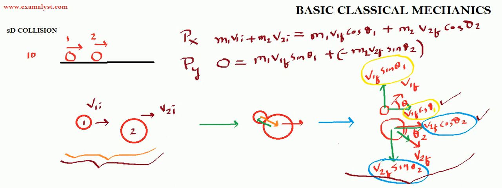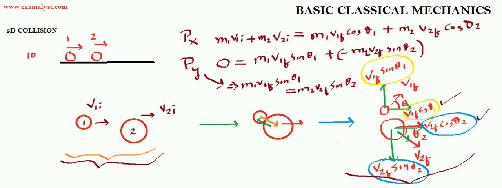So what does momentum conservation in y lead to? It leads to the following equation: m1 v1f sin theta 1 equals m2 v2f sin theta 2. Now there is one more thing. This is just conservation of momentum in the x and y directions because there has been a 2D motion.